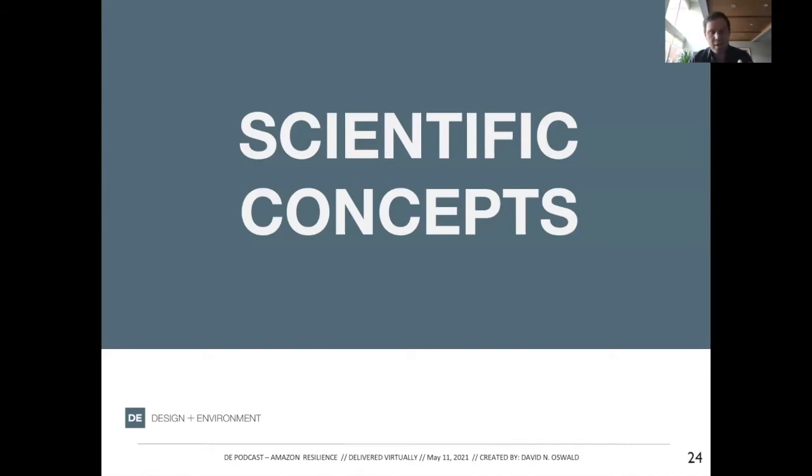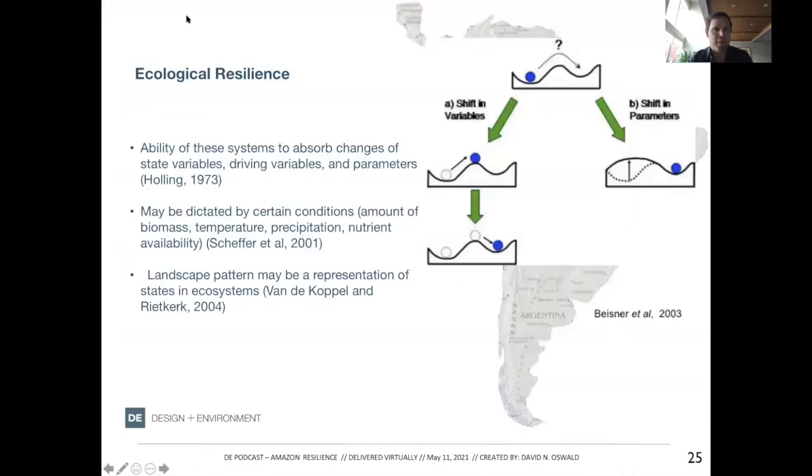Concepts, context, great. Concepts now though. Resilience. So in this case, the goal was to look at how this whole idea of resilience fits with this biospheric problem, right? We know that Holling's definition from 73 is the ability of these systems to absorb changes of state variables, driving variables, and parameters. And on the right-hand side there is an example from Beisner's paper in which we show a stability landscape and then a shift in variables that results in a state shift. We also see a shift in parameters, which can also cause a state shift.